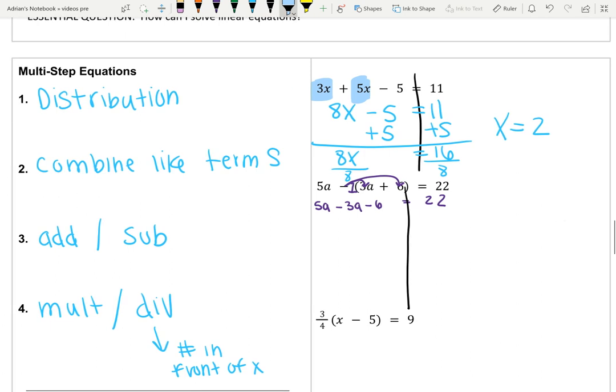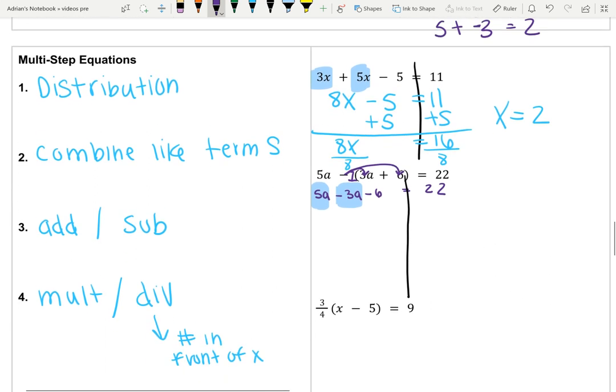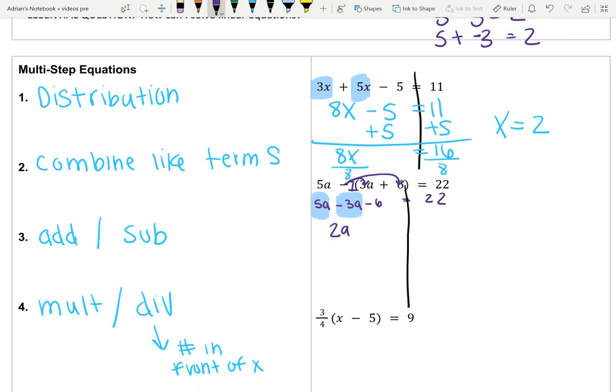So I did my distribution. I do have like terms. I see 2 things with an a, so I'm going to highlight those. So this is technically 5a plus -3a or 5a minus 3a. Either way you look at it, it's going to come out to be 2a. So if you type in your calculator 5 minus 3, you get 2. Or if you type 5 plus a -3, you're also going to get 2. Either way. So this would give me 2a minus 6 equals 22.